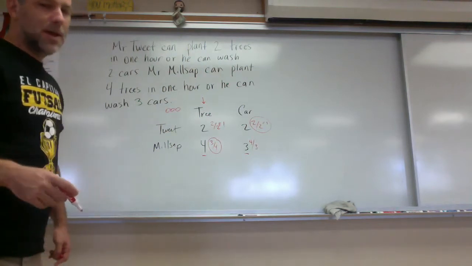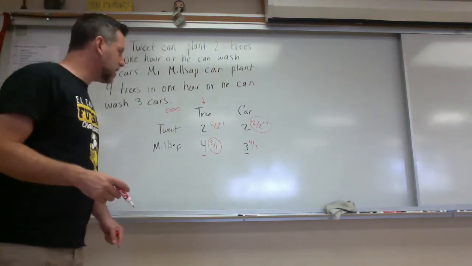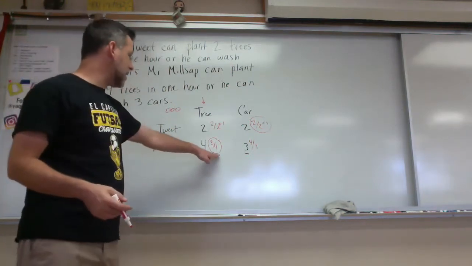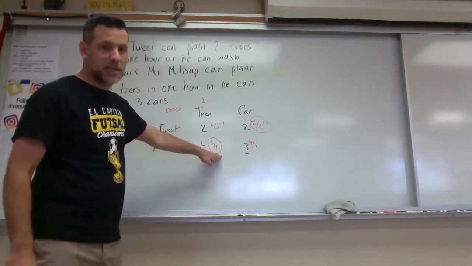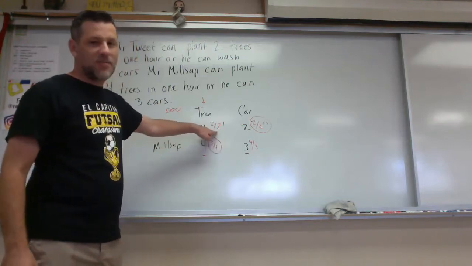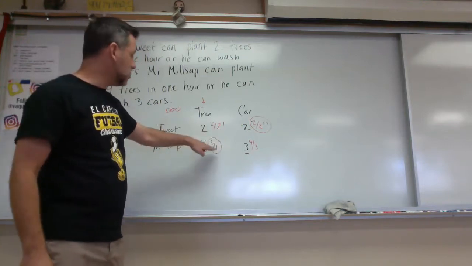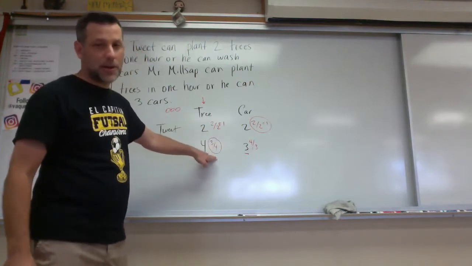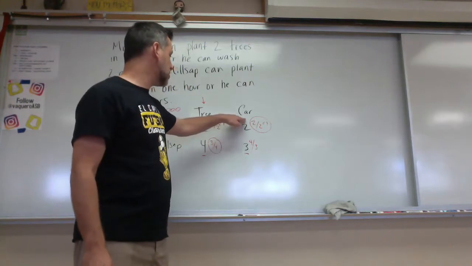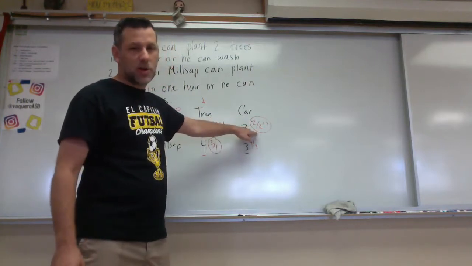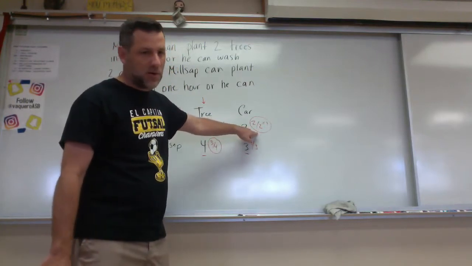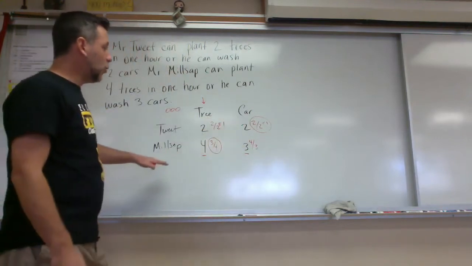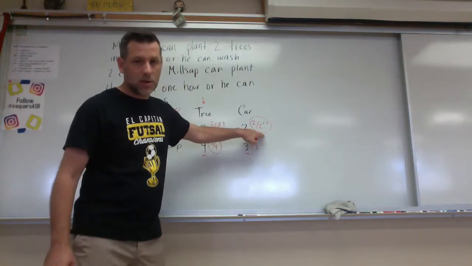All right. Now, who's going to import trees? Well, if Millsap is the one who's producing the planting of the trees, then Mr. Tweet's going to have Mr. Millsap do that for him. So Mr. Tweet's going to be importing the trees. Millsap's going to be exporting them. When it comes to cars, Tweet's going to be exporting the washing of cars because he's got the comparative advantage. Millsap's going to be importing because he doesn't. Tweet's going to specialize in washing cars.